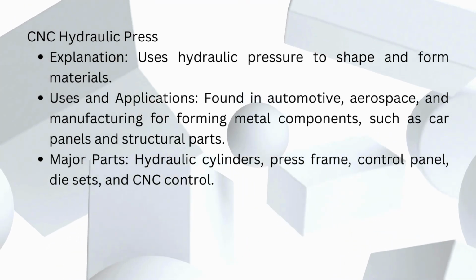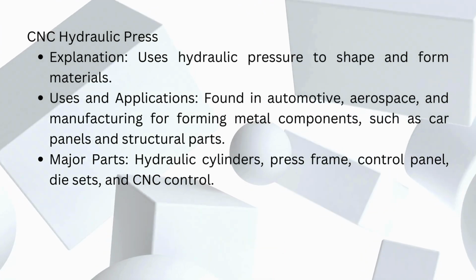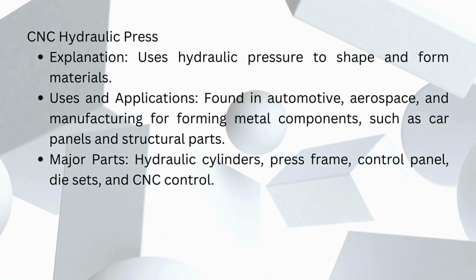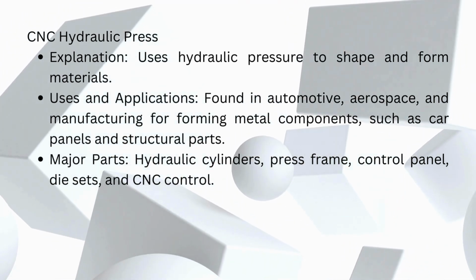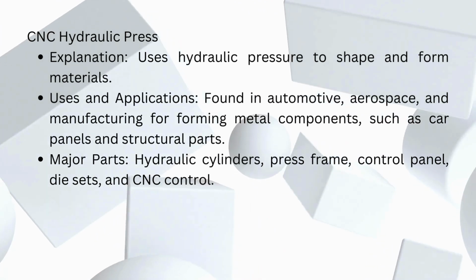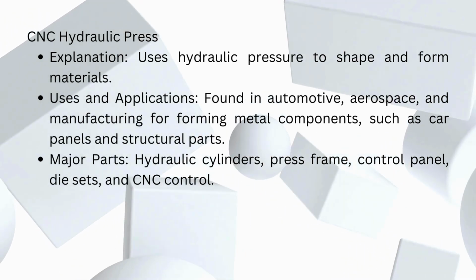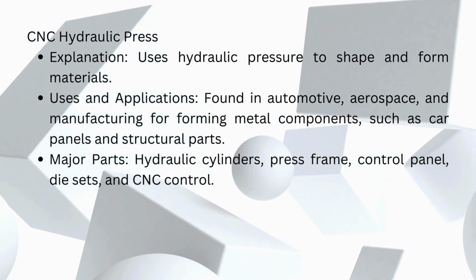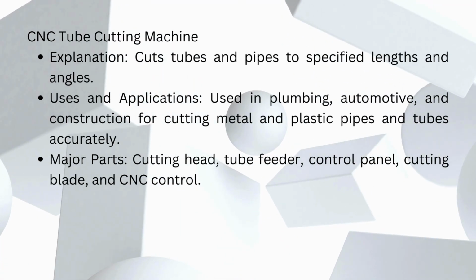CNC hydraulic press. Explanation: uses hydraulic pressure to shape and form materials. Uses and applications: found in automotive, aerospace, and manufacturing for forming metal components such as car panels and structural parts. Major parts: hydraulic cylinders, press frame, control panel, die sets, and CNC control.